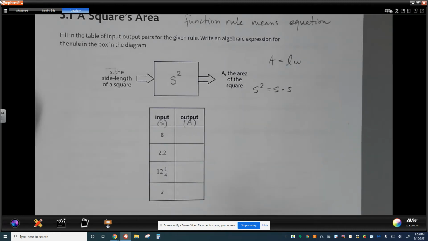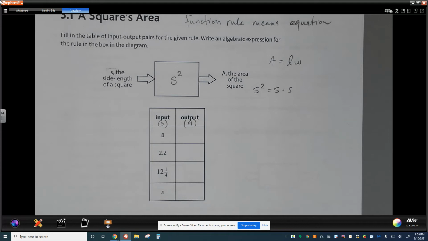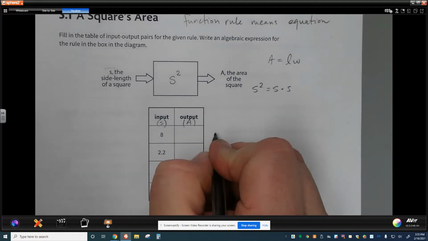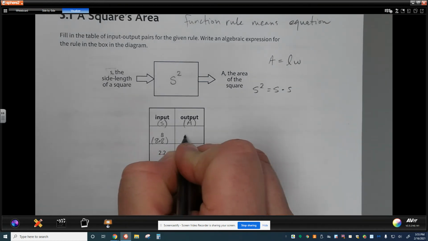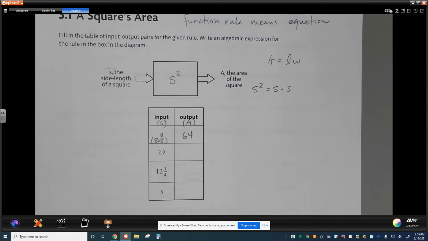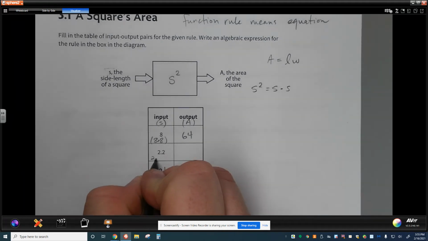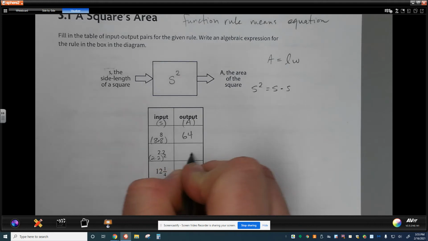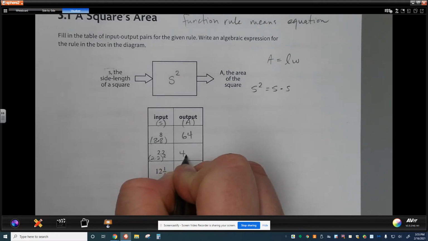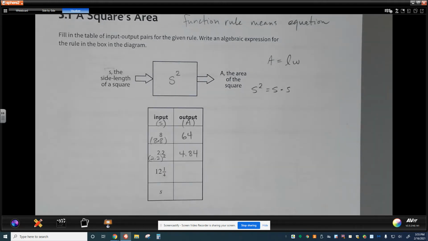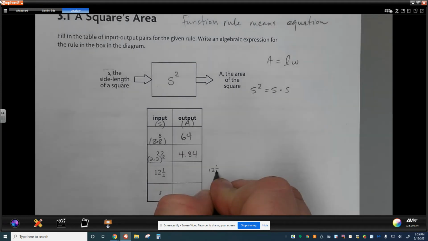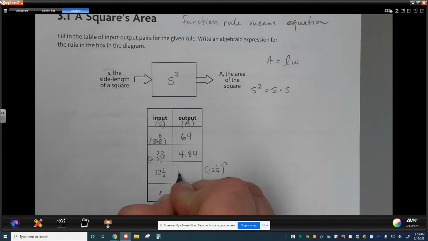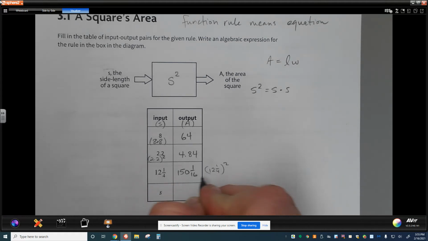Now, as we go through this, I'm going to do my best to make sure that if I have to write a 5, it's not mistaken for an S. We talk about this first input of 8, meaning that we would take 8 times 8, or 8 squared, which would give us an output of 64. 2 and 2/10 to the second power will give us an output of 4 and 84/100. 12 and 1/4 raised to the second power will give us 150 and 1/16.